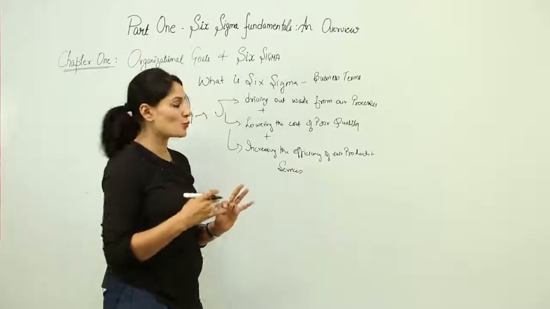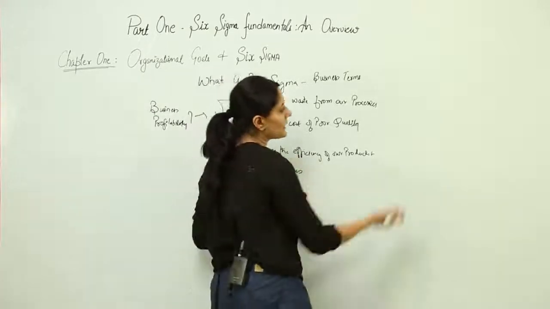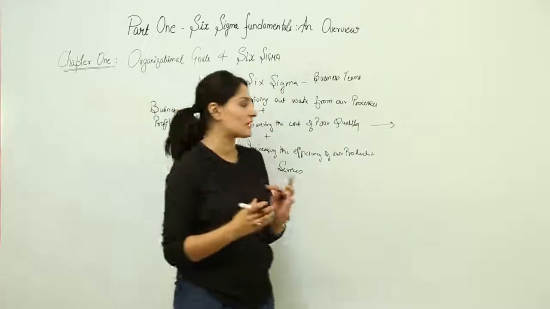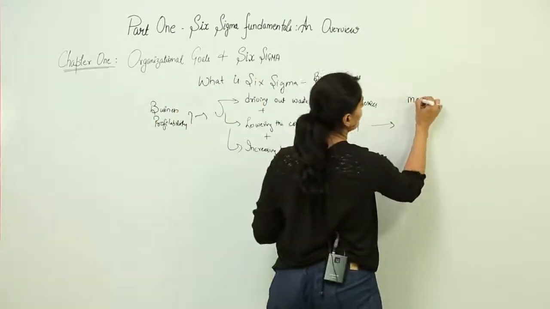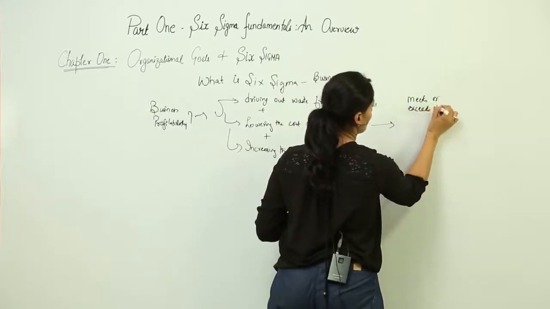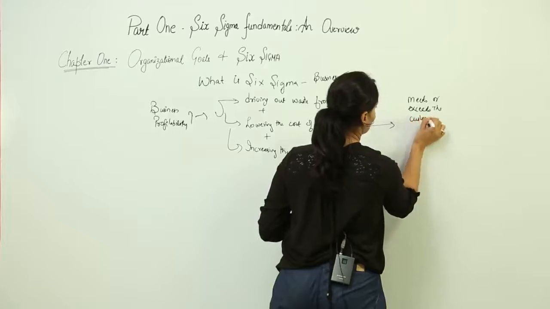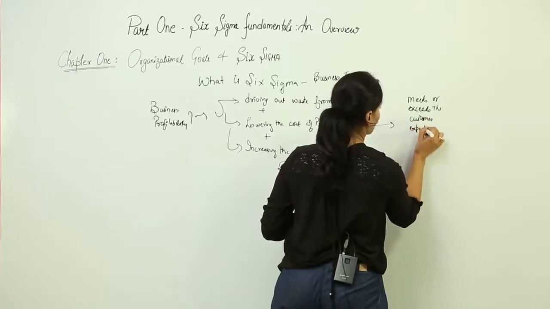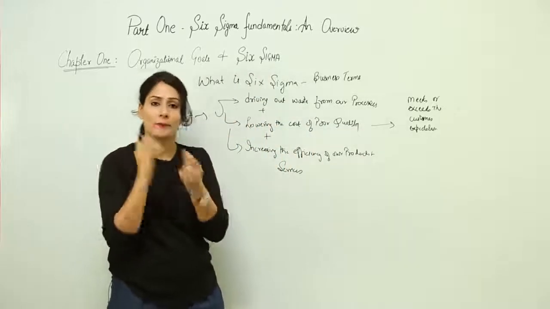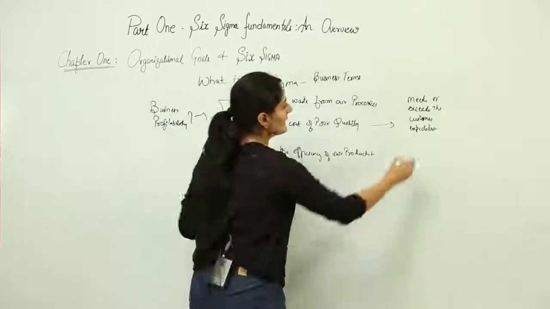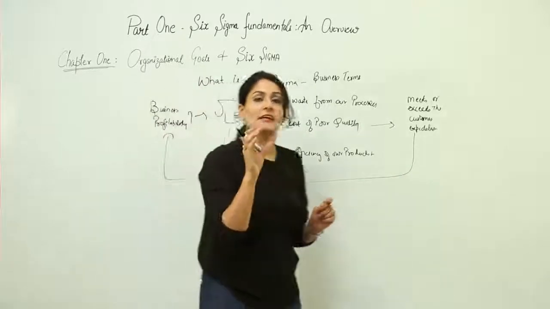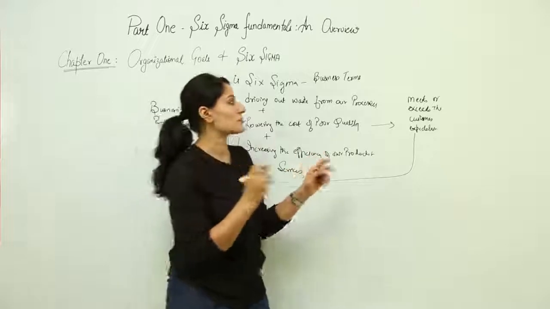And by doing this, what a company or an organization does is that it meets or even exceeds the customer expectations. And when the customer expectations are met, this means they are happy with our products and services. This leads to the increased business profitability, right? So basically Six Sigma starts with a business strategy.